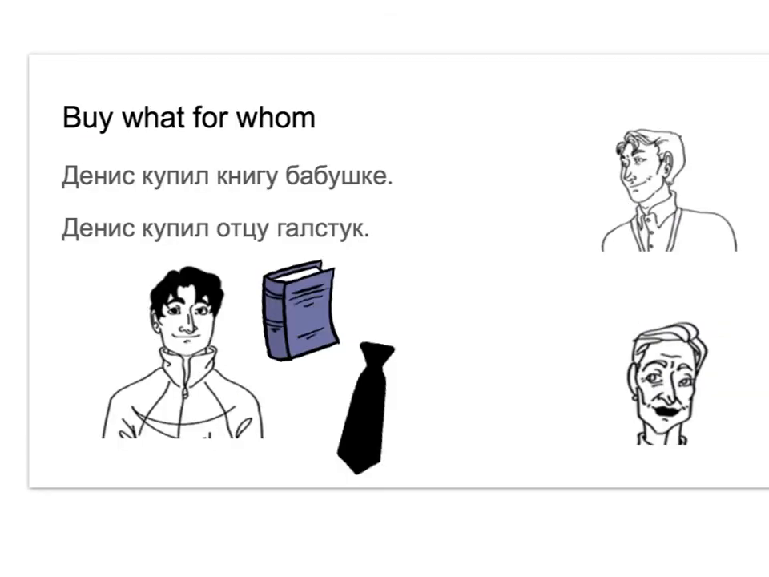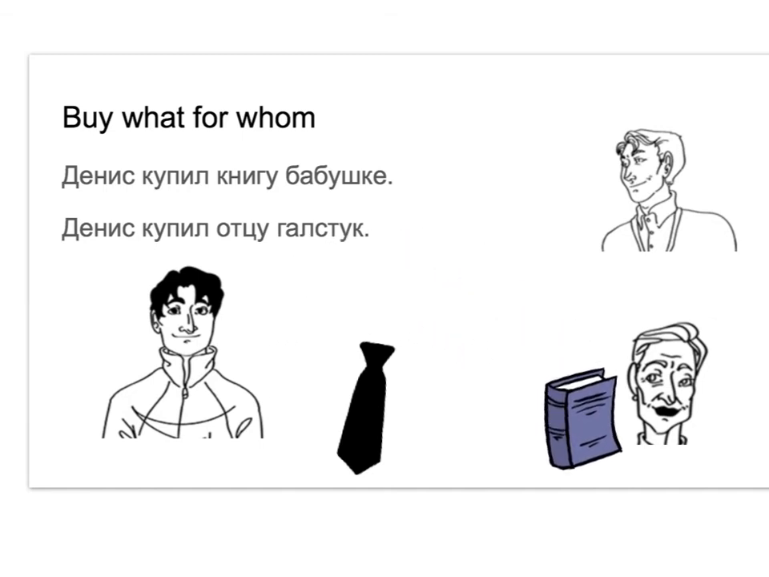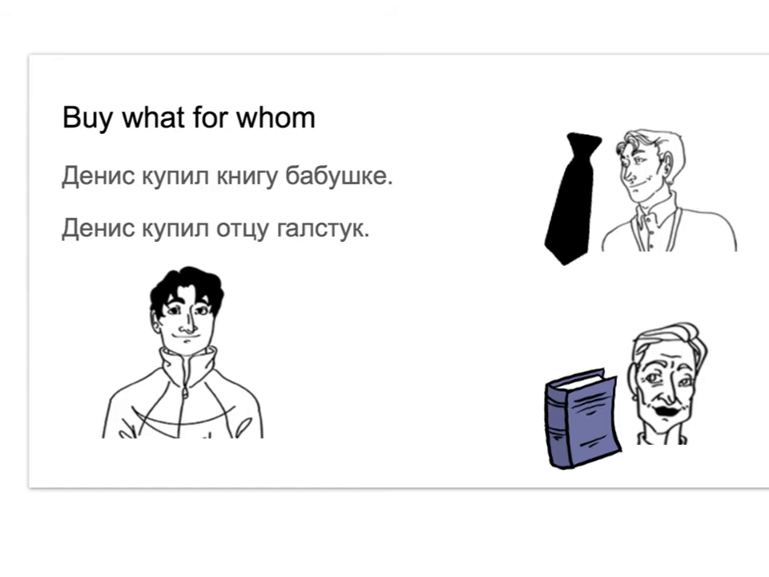Notice the grammar here. Buy what for whom? What did Denise buy for whom? Денис купил книгу бабушке. Денис купил отцу галстук. Take a look at the endings of the words here. What cases do we have? Книгу бабушке, отцу галстук.